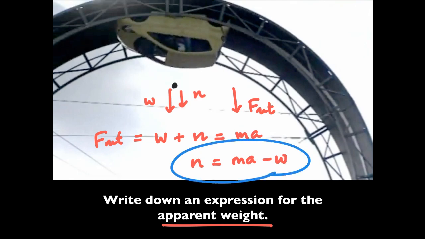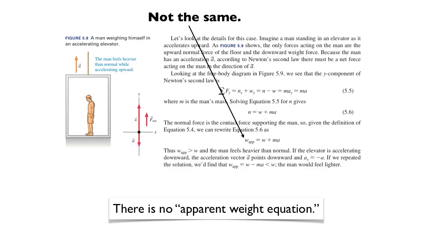Okay? Now I want you to think about the two examples that we did of the car, and think about the expressions that we have for the apparent weight. In this case, the apparent weight was equal to ma minus w. In the previous case, we had the apparent weight equal to w minus ma. And take a look at the chapter. In the chapter, you find this equation right here, and this says the apparent weight is equal to w plus ma. Now, that's different than the previous two expressions that we got. So who's right? And the answer is they're all right.